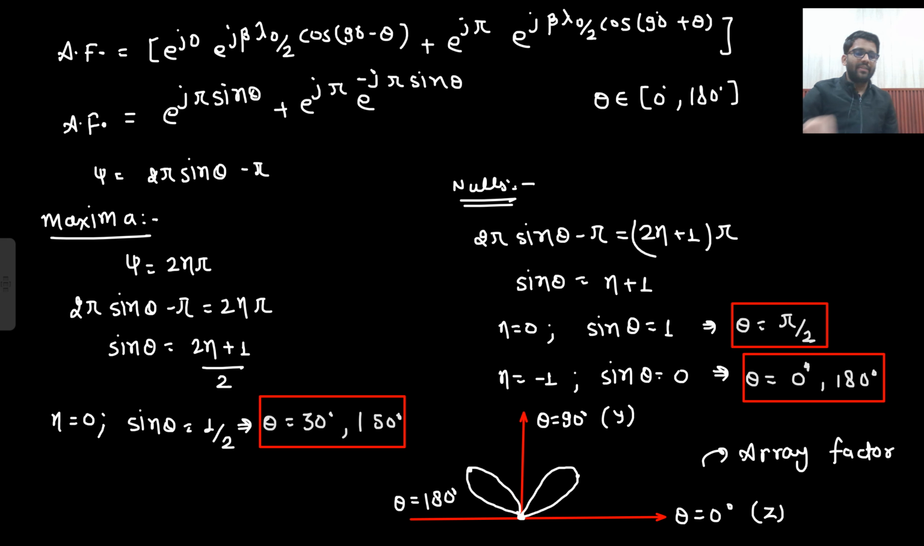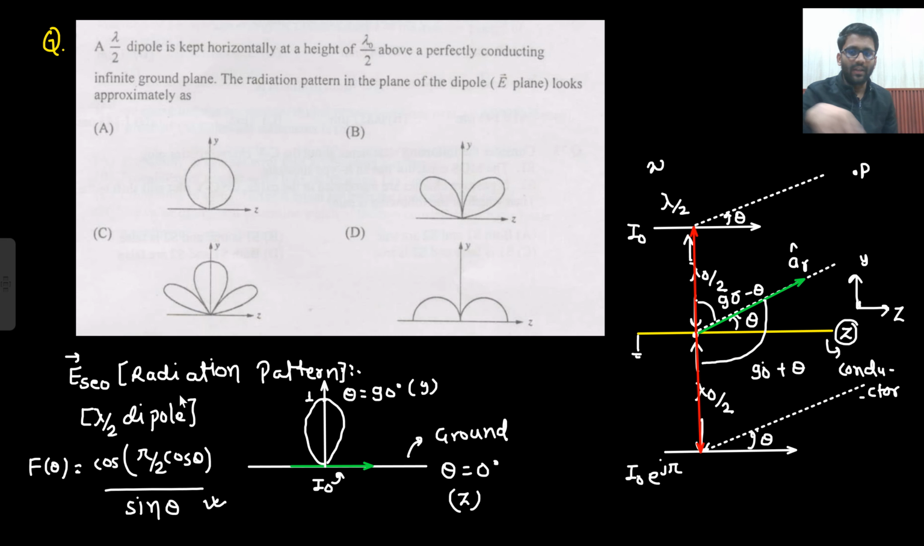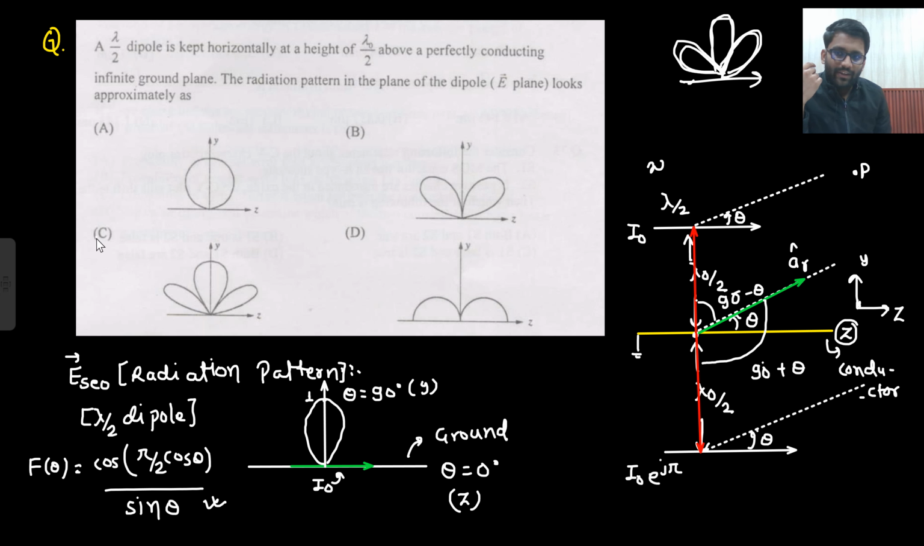So this is the radiation pattern, and this is the radiation pattern of this lambda by 2 dipole. Now in the examination, if I don't think much, I will be thinking that, sir, this is the radiation pattern of array factor I have got, and this is the radiation pattern of a single element I have got. I will quickly click on this if I don't think much.